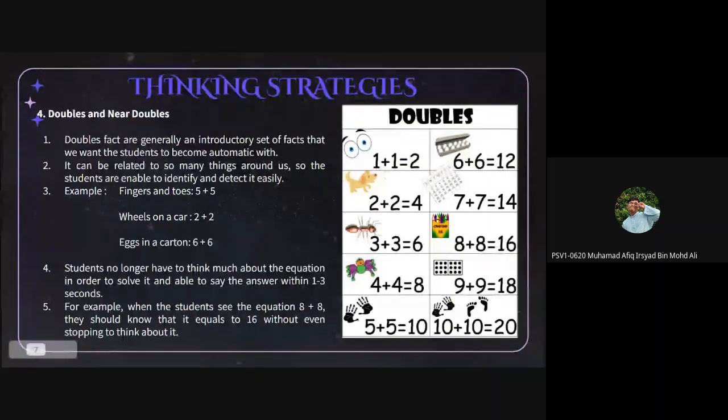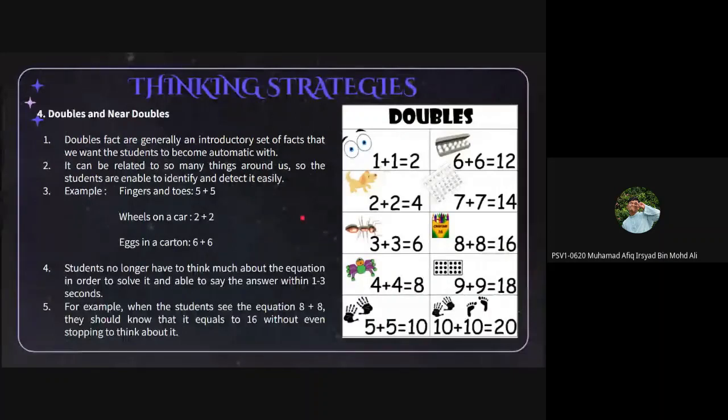So as you can see, fingers and toes, 5 plus 5. We can see that we have 5 fingers in our left hand and also 5 fingers in our right hand. So when we total up, we get 10 fingers in our body. And the same goes for our toes.